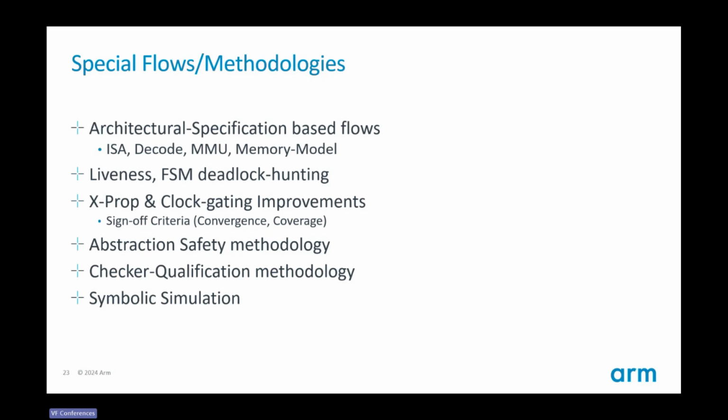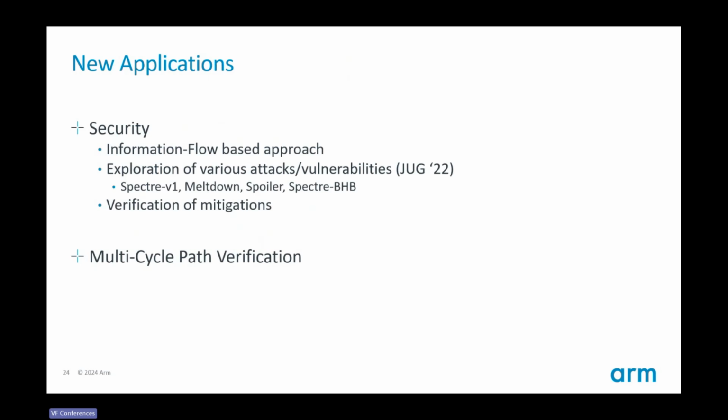In terms of special flows and methodologies, architectural specification-based flows, we have had a number of these developed over the years, but we're just trying to push them as things get more complex. They're running into limits, so we're trying to innovate. We have something called ISA formal, decoder, MMU, memory models. These are all areas where we're trying to generate a VIP directly from the spec.